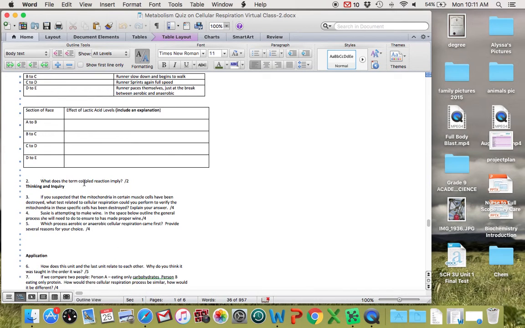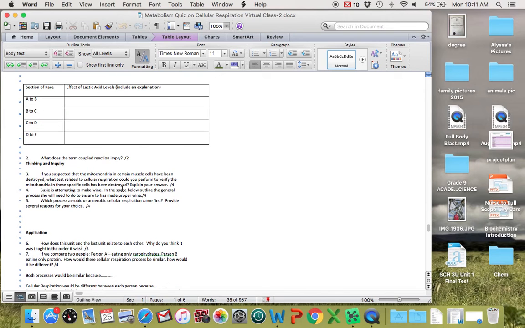Second one, what does the term coupled reaction imply? In a coupled reaction, an exergonic reaction is releasing energy in order to drive an endergonic reaction. That's why they're coupled. You can't say the products of one reaction are used as the reactants of another, because energy is not a product. To be a product, you have to be matter. Energy is released during a reaction, but it's not a product of a reaction.